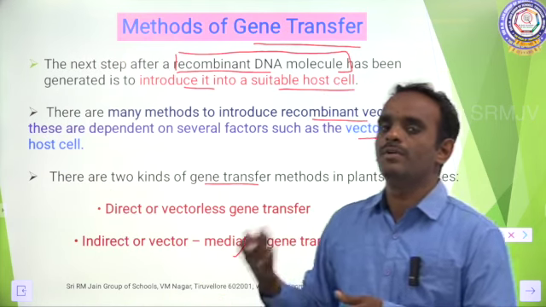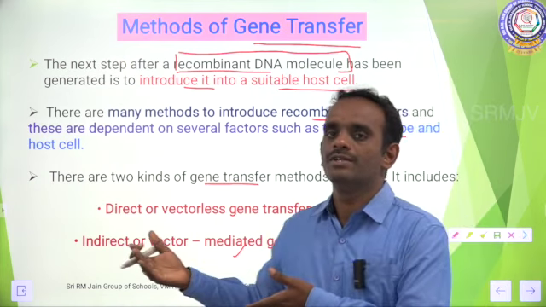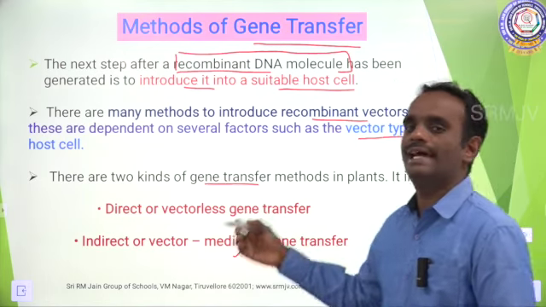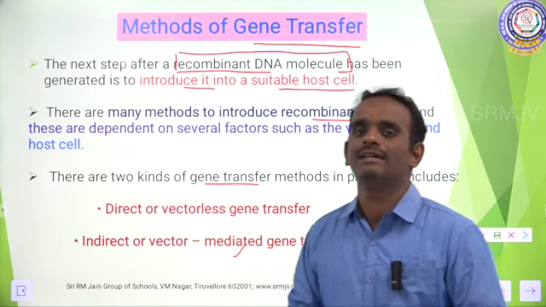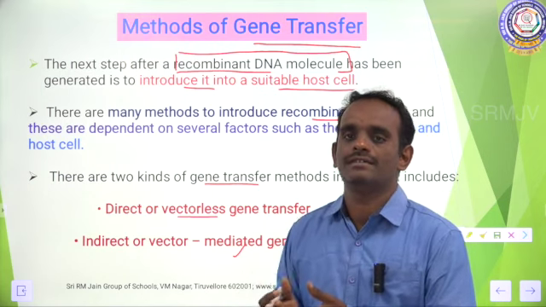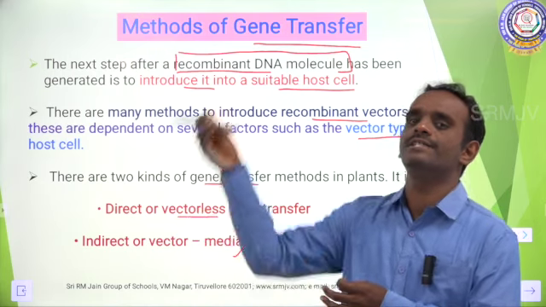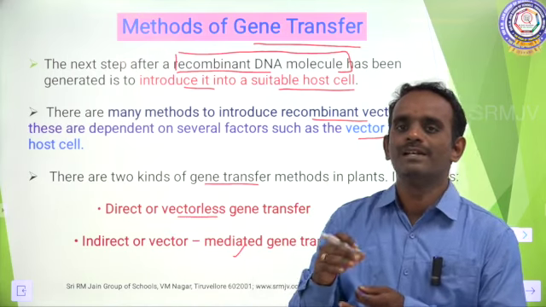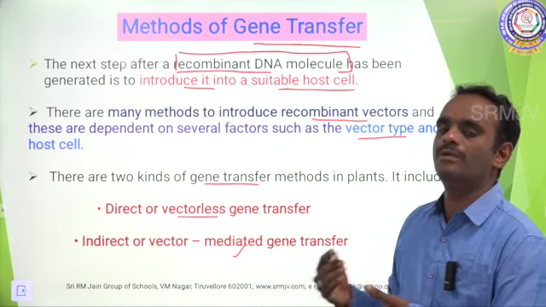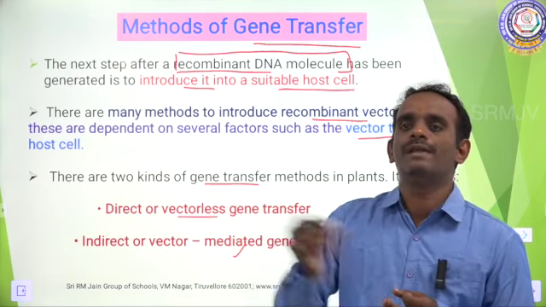So, there are so many methods of gene transfer. Here are two kinds of gene transfer method, one is the direct method, another one is the indirect method. The direct method is without any help of vectors, without any help of plasmid, we directly transfer the gene into the host plant. That is called direct or vectorless gene transfer. Another method is the indirect method, with the help of a vector, for example plasmid.